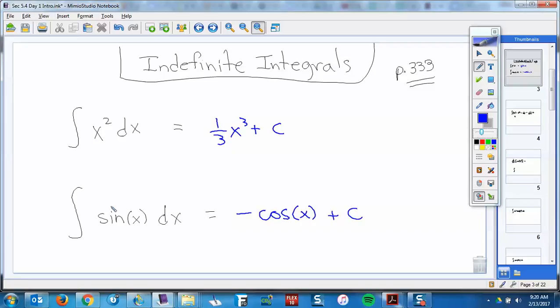This is what your gateway test is going to look like. 10 problems on a page that look like this. Now there will be a couple on there that will be definite integrals where you have to find the F of B minus F of A. But a lot of the gateway test will just be this. Do the antiderivative, right? Now people will say, what happens if I forget the plus C?